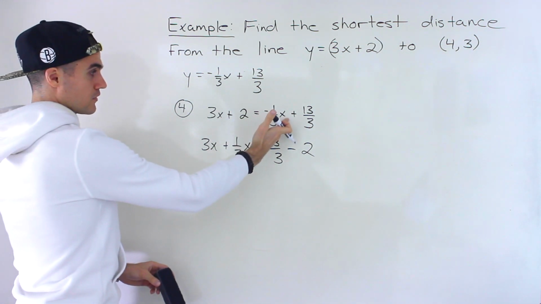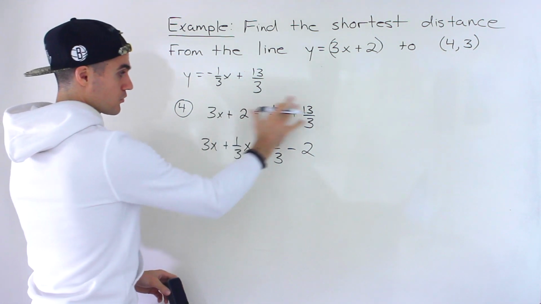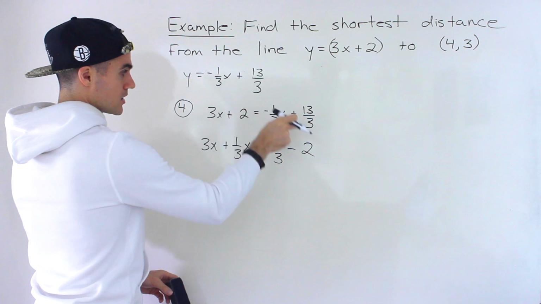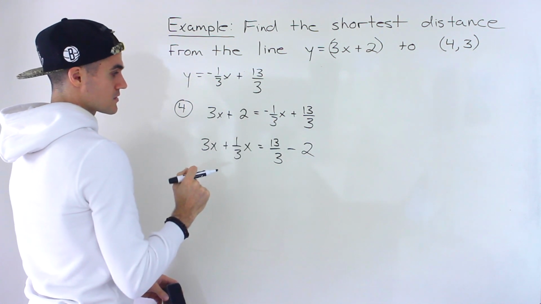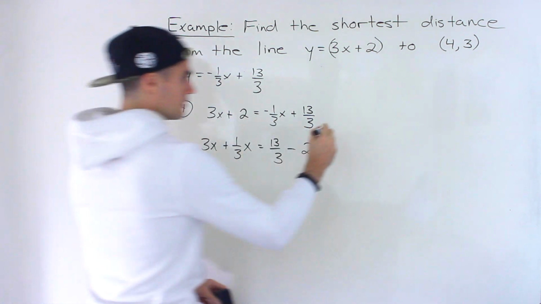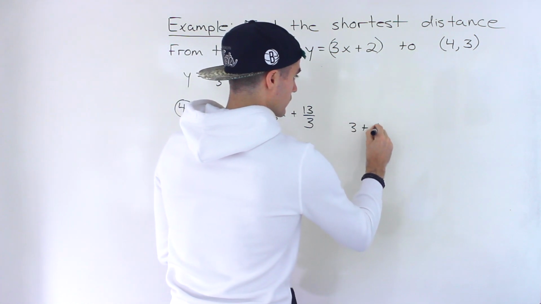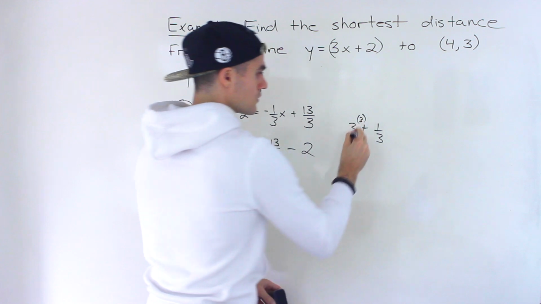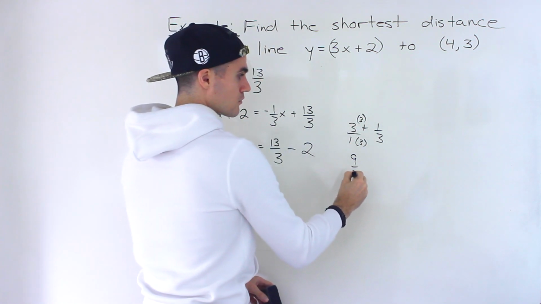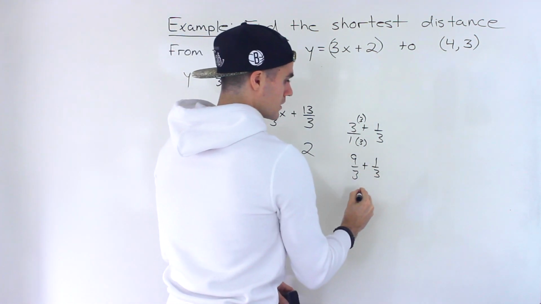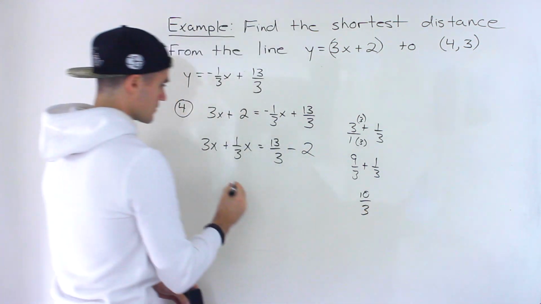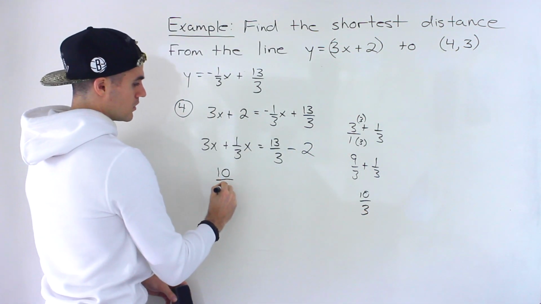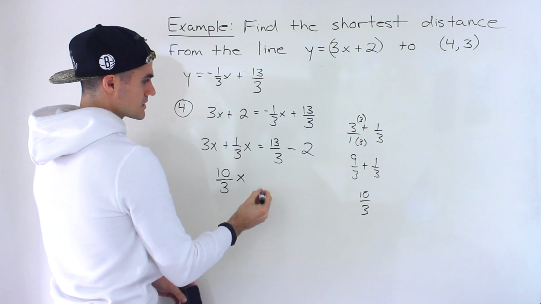So bring all of the expressions that have an x to one side, bring the numbers to the other side. So from here, let's do this on this side, 3 plus 1 over 3. It's like 3 over 1, multiply this by 3, multiply this by 3 for the common denominator. 9 over 3 plus 1 over 3 gives us 10 over 3. So this ends up being 10 over 3x.